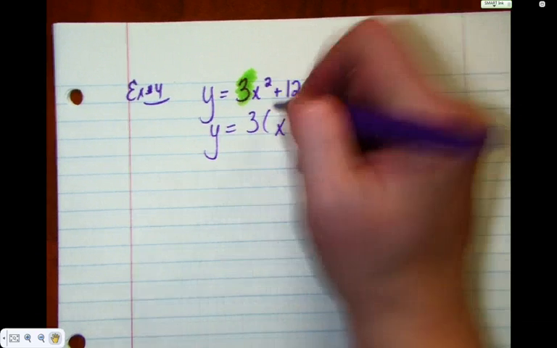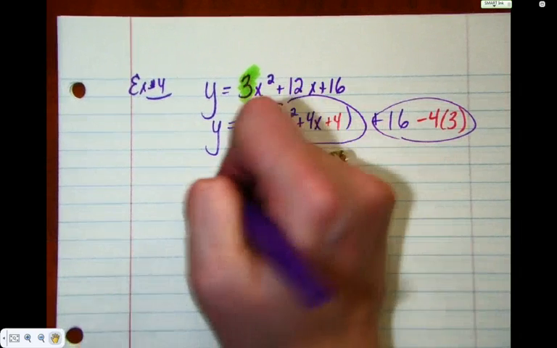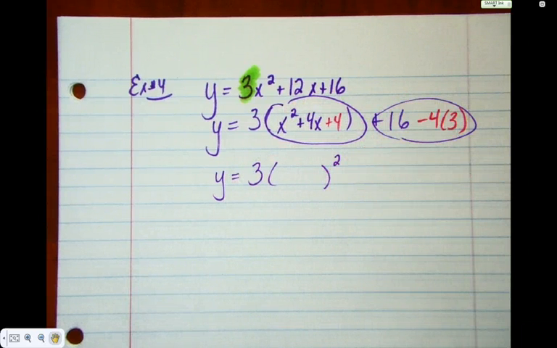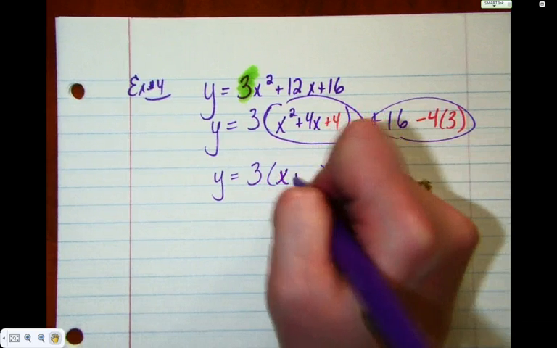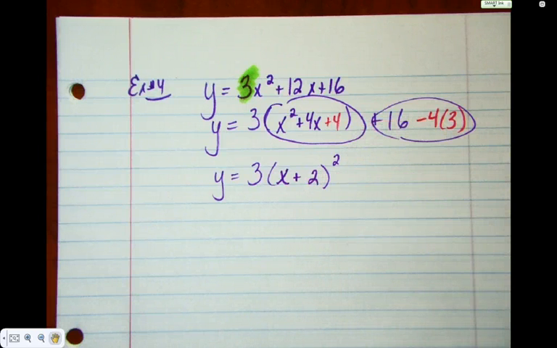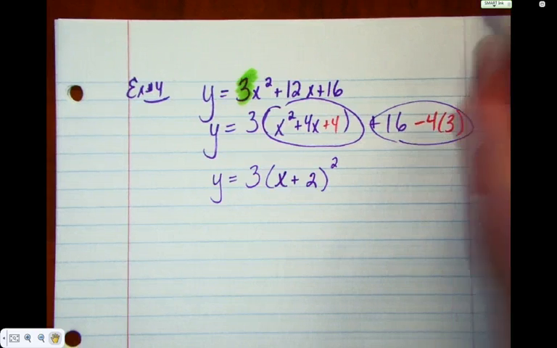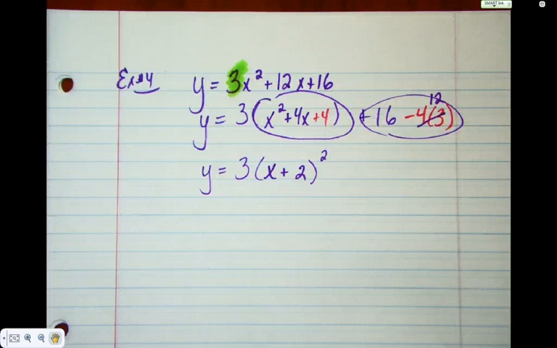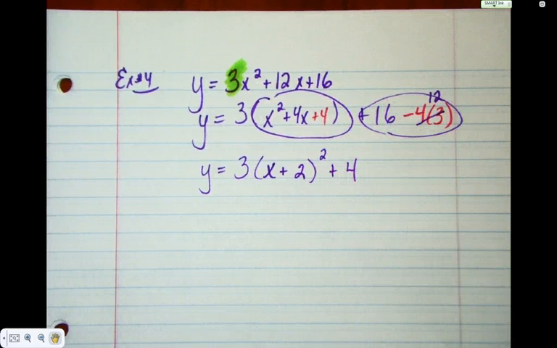Okay, so carrying forward, I'm still going to factor these guys, and I'm still going to combine these guys. I'm just leaving that 3 in the front, just hang it out there. If I factor the perfect square trinomial, what binomial do I get? And then to simplify, I just need to do this multiplication first. So 4 times 3 is 12, and then I've got 16 minus 12 plus 4.